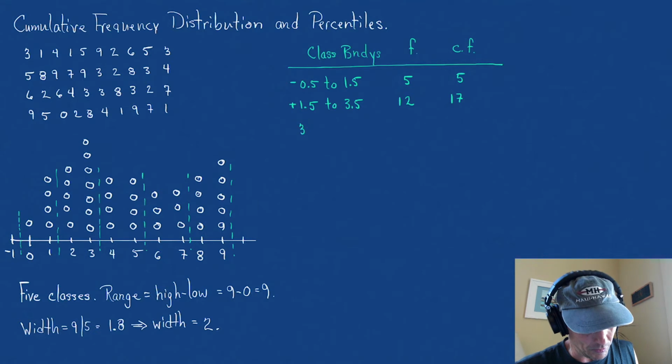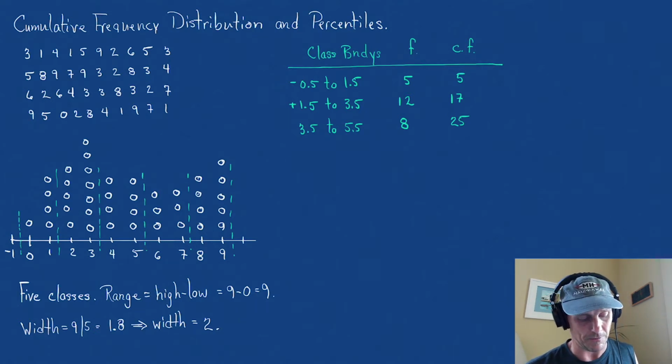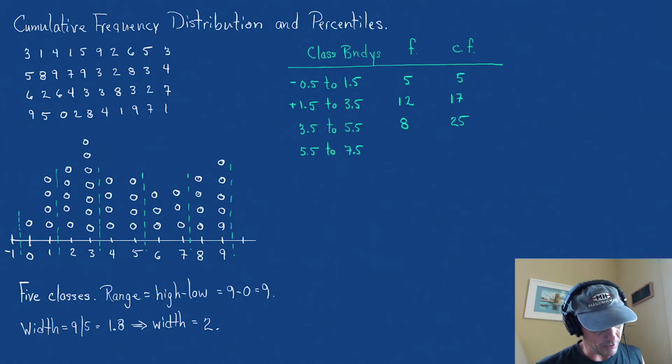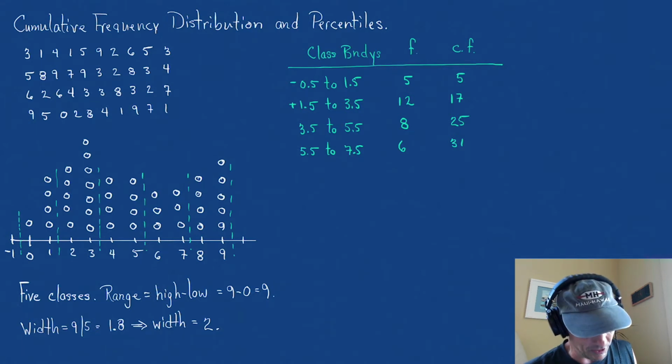Our next class goes from 3.5 to 5.5. And in our next class, it looks like we have 8 more data values. So it puts us up to 25 for total or cumulative frequency. From 5.5 to 7.5, let's see, oh, I see, we only have 6 in that one. 6, so that's going to be 31. And our last one, 7.5 to 9.5. And it looks like we have 4, 8, 9. Wow, that's a big one.